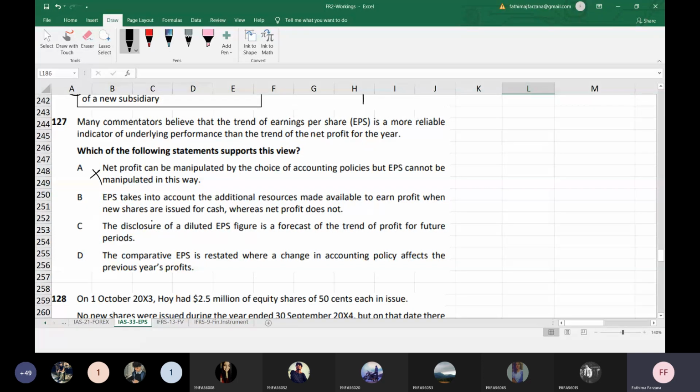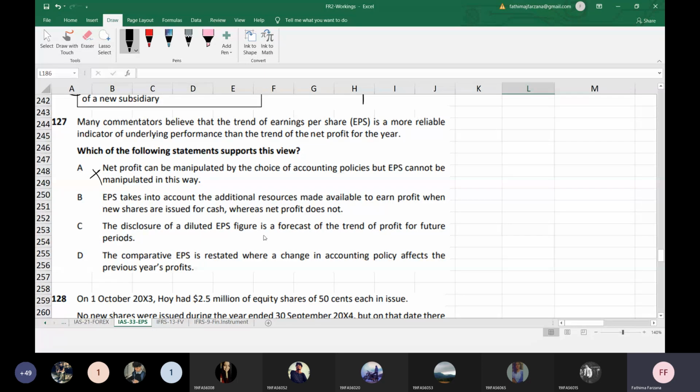Then coming to B: EPS takes into account the additional resources made available to earn profit when new shares are issued for cash, whereas net profit does not. True. We'll come back to this after. If there is any doubt, better to eliminate the options first, then we can find out.